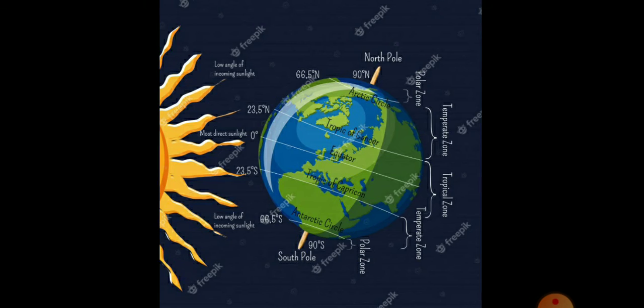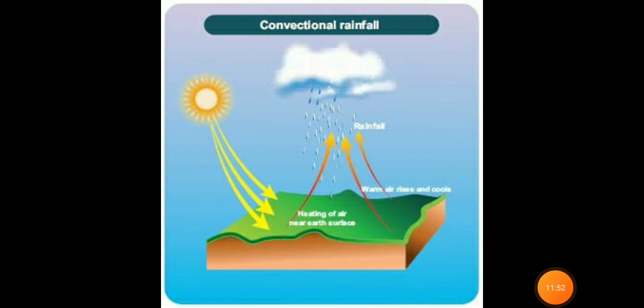Convectional rain. It occurs frequently on hot days, usually giving cumulus cloud and thundery showers. The sun heats the ground, which causes the air to warm and become very hot. Then the air rises upward and becomes cool. Then it condenses to form the cumulus cloud.